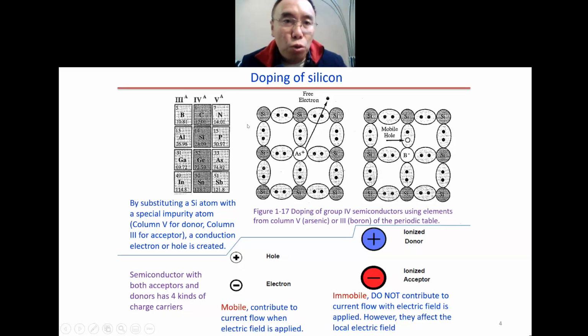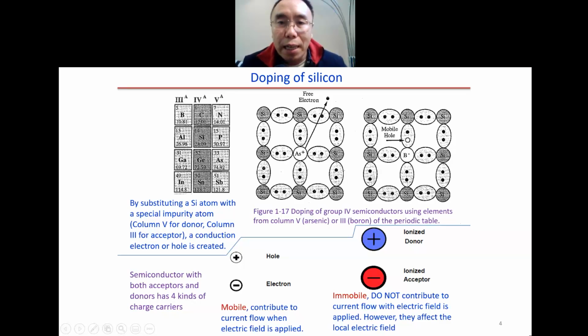We can also use group 3, boron. Boron has 3 electrons, so we miss 1. Then we have one mobile hole. This is p-type doping, versus n-type doping. Boron is almost the only p-type dopant for silicon. For n-type doping, phosphorus, arsenic and antimony are all very popular. But for p-type, it is almost always boron.